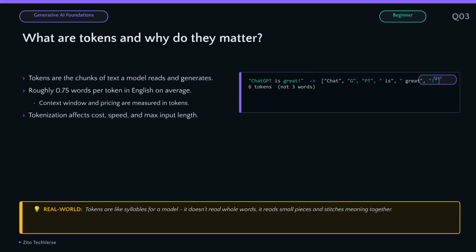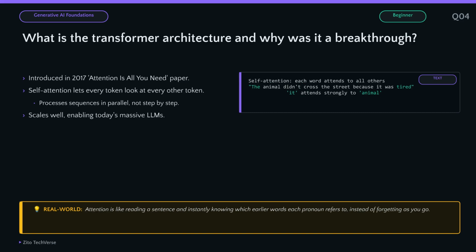Question 3. What are tokens, and why do they matter? Tokens are the chunks of text a model processes. Since model context windows and API costs are based on token counts, understanding how text is tokenized is essential for managing performance and expenses.